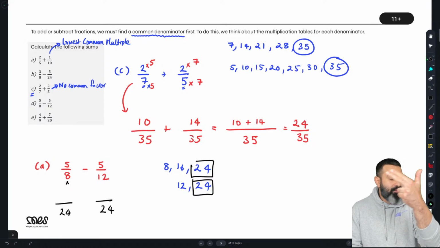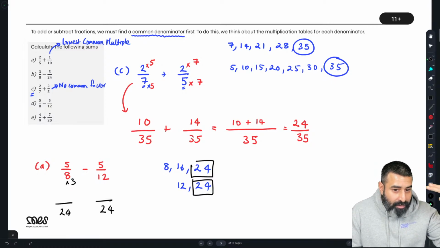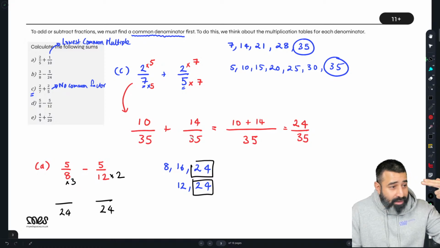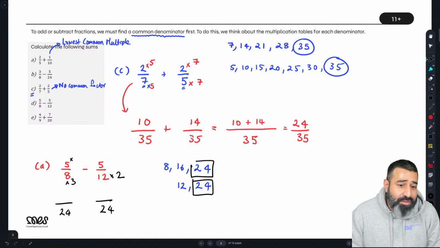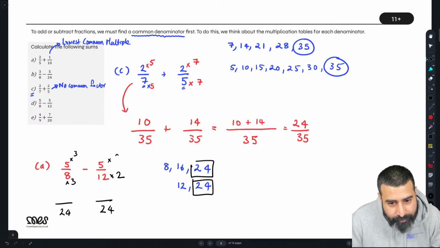8, 16, 24. So I'm going to multiply this by 3. And I'm going to multiply the 12 by 2. Okay? That's how we get this denominator. Good, Nesta. Nice. But remember, whatever I do to the bottom, I do to the top as well.